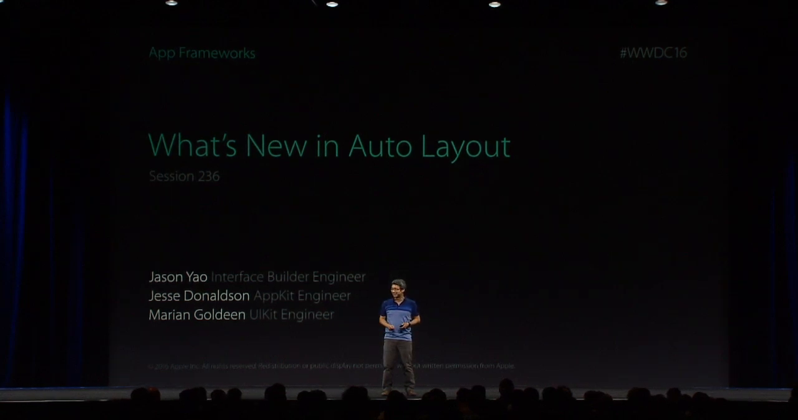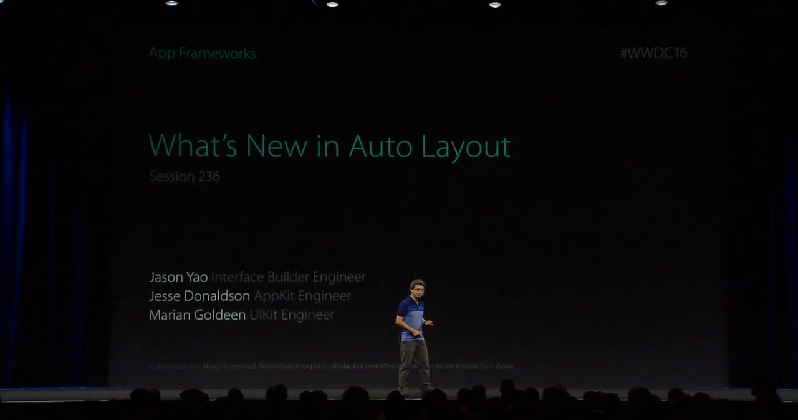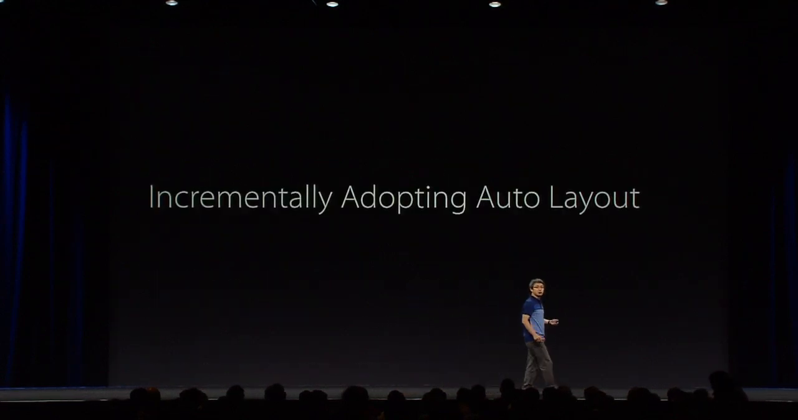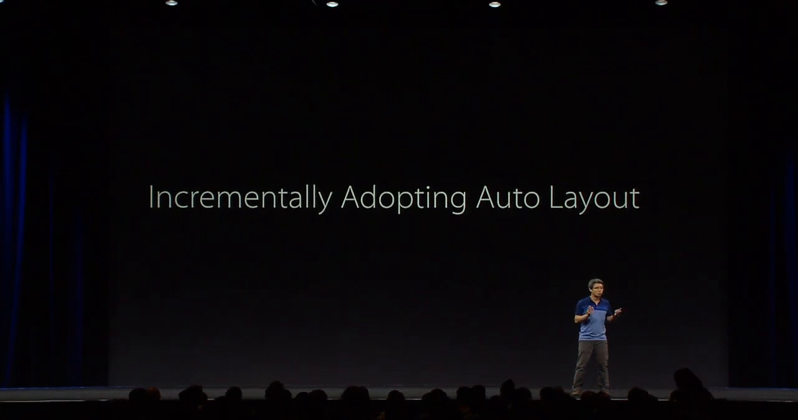So let's get started, shall we? The first topic I want to talk about is something that I'm calling incrementally adopting auto layout. Incrementally adopting auto layout. What do I mean by this? Well, when you're laying out your views inside Interface Builder, you do not need to constrain everything at once. You can do it incrementally to save yourself time, simplify your setups, as well as give yourself more flexibility.